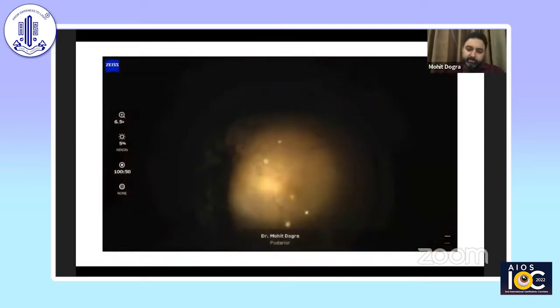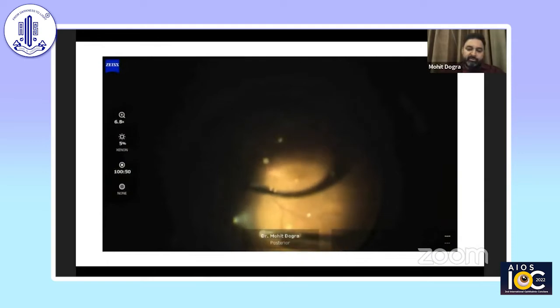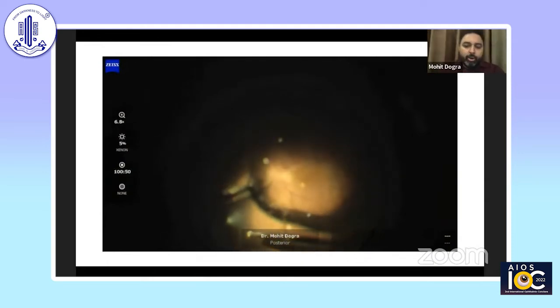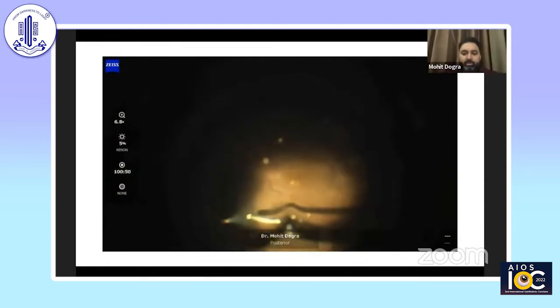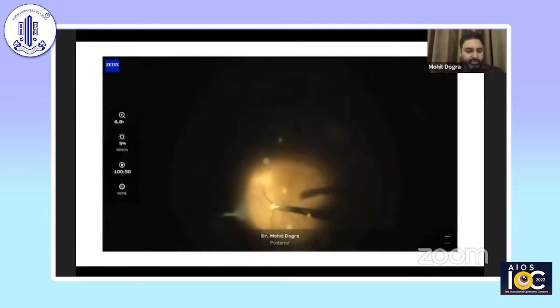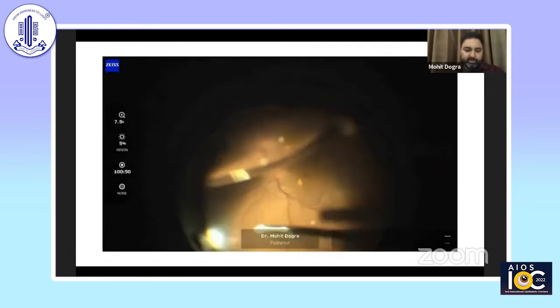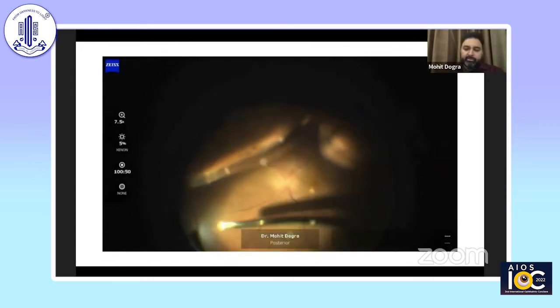So again, similar setup as last time. We began under air for an undiluted vitreous sample, the cut rate being low, and after the undiluted sample was taken, we shifted to BSS so that a good amount of substrate was available. This is similar to what we did in the last patient. So that's the undiluted vitreous biopsy happening.